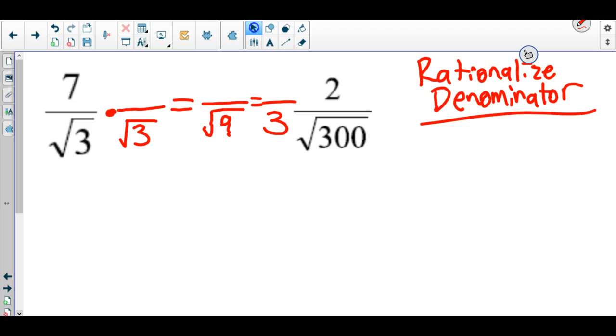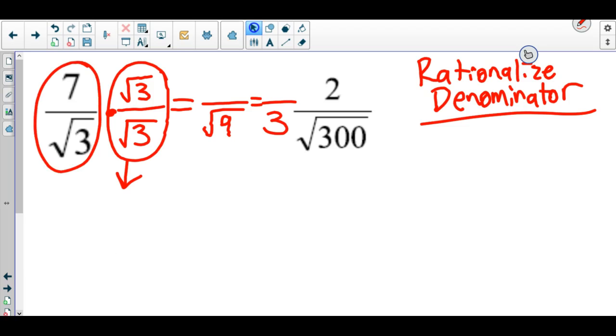The problem is we can't just multiply the denominator by something because it changes the whole value. So this here needs to be a very special number that doesn't change the value. That special number has to be 1. So I need this whole circle to be 1. The only way it can be 1 is if we have the same thing on the top as we do on the bottom. So square root of 3 divided by square root of 3 is 1, which makes it okay to multiply by, because we're just taking 7 over root 3 times 1, so it doesn't change it.